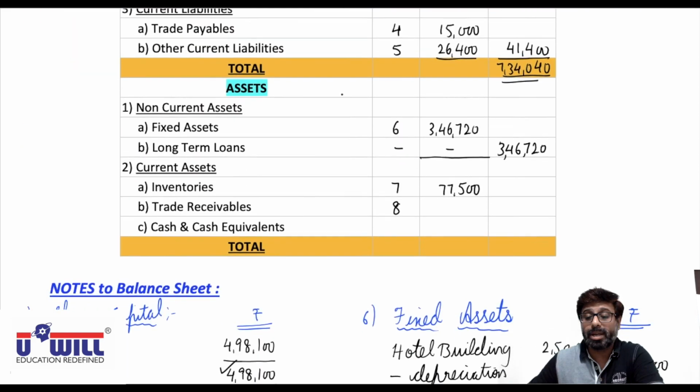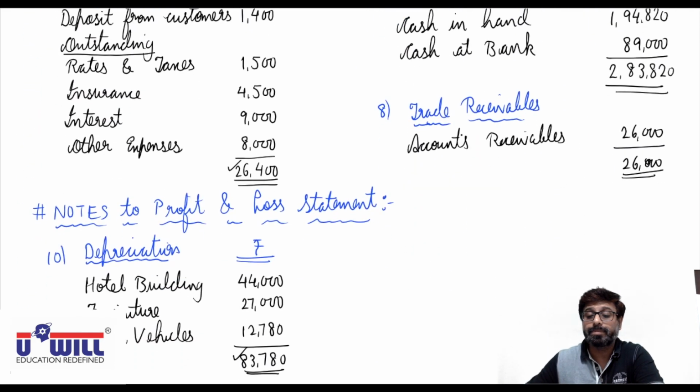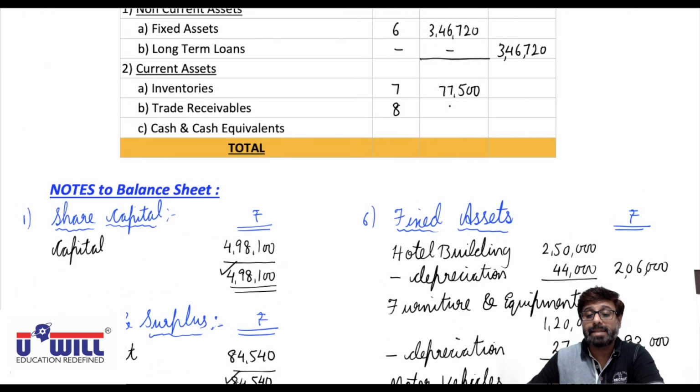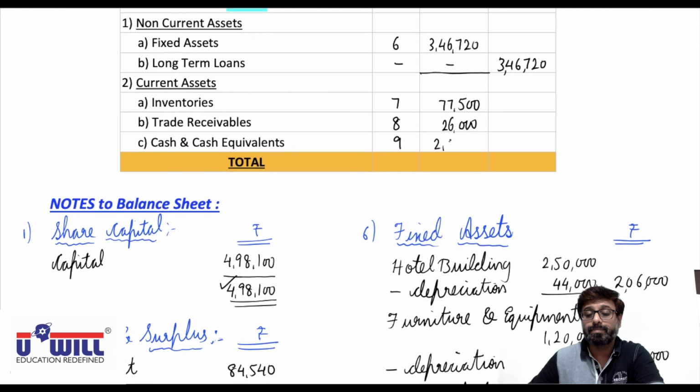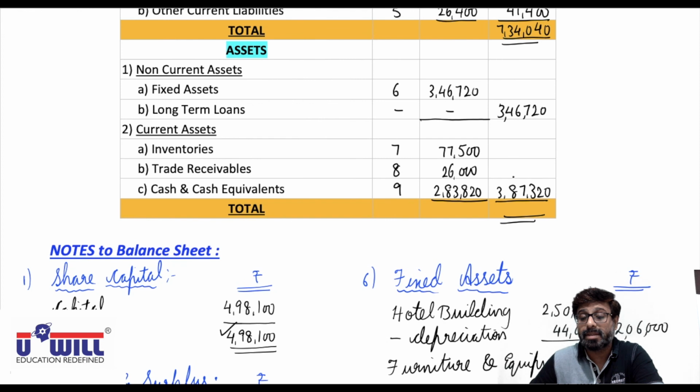Now trade receivables from note 8 we get 26,000. Okay, and lastly cash and cash equivalents from note number 9 we will get 2,83,820. So total 734,040. And total of balance sheet must tally. It does come. 734040. Okay, balance sheet must tally.